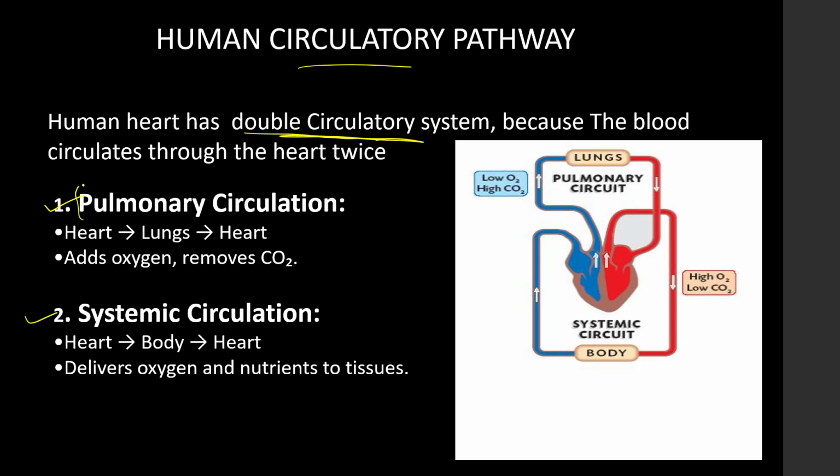What is pulmonary? The root word pulmonary is the root word for lungs. Why is it called pulmonary circulation? Because the blood moves from the heart to the lungs and then enters the heart again. Here the involvement of the lungs is there, hence it is called pulmonary circulation. Now this is systemic circulation. The blood from the heart moves to each and every body part, and that type of circulation is called systemic circulation. We will study these two types of circulation by a rough diagram.